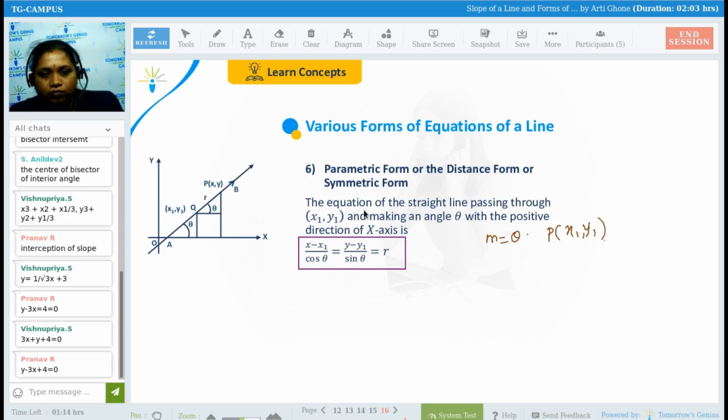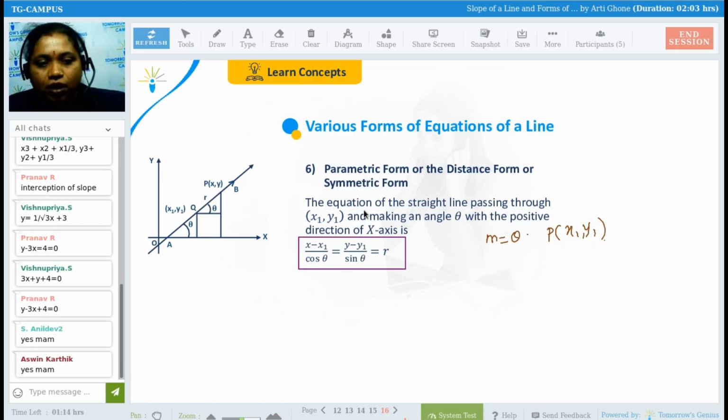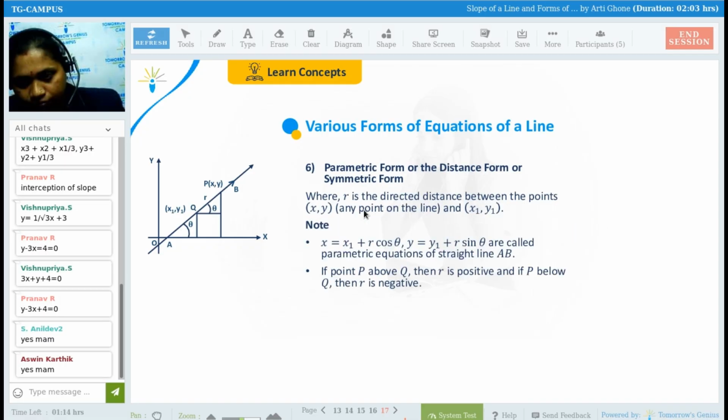Clear up to this? Yes or no? Give a thumbs up, yes in the chat box. Ashwin, Kanishka, Pranav. Okay. Vishnupriya, got your reply. Thank you. Okay.